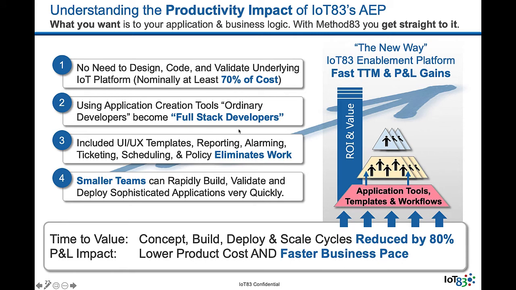Using application creation tools, ordinary developers become full stack and extremely capable developers. There's a lot of work already present, a lot of tools and capabilities and templates already present in the application that you can just use, and this eliminates work. And finally, smaller teams can rapidly build, validate, and deploy sophisticated applications very quickly. So the amount of people that it takes to produce a successful application is far smaller. So from a time to impact perspective, reduce your cycles by up to 80%.